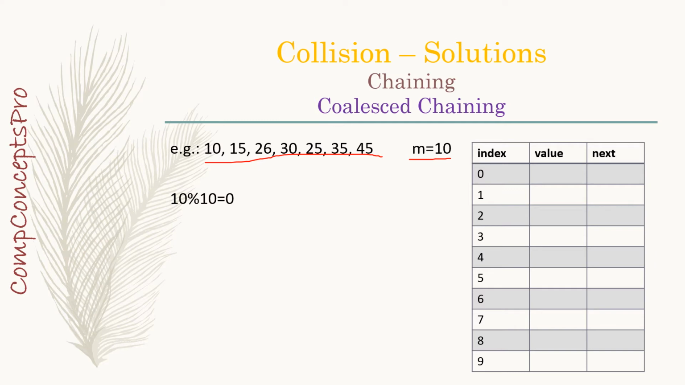First key is 10, so 10 mod 10 is 0. So 10 will be stored at the index position 0 in this hash table. Next key is 15. 15 mod 10 gives 5. So 15 will be stored at the index position 5.